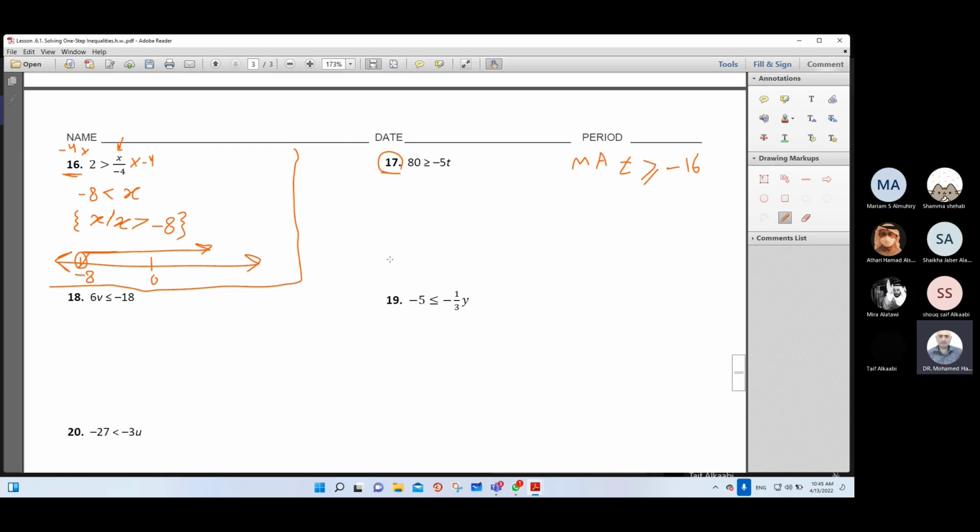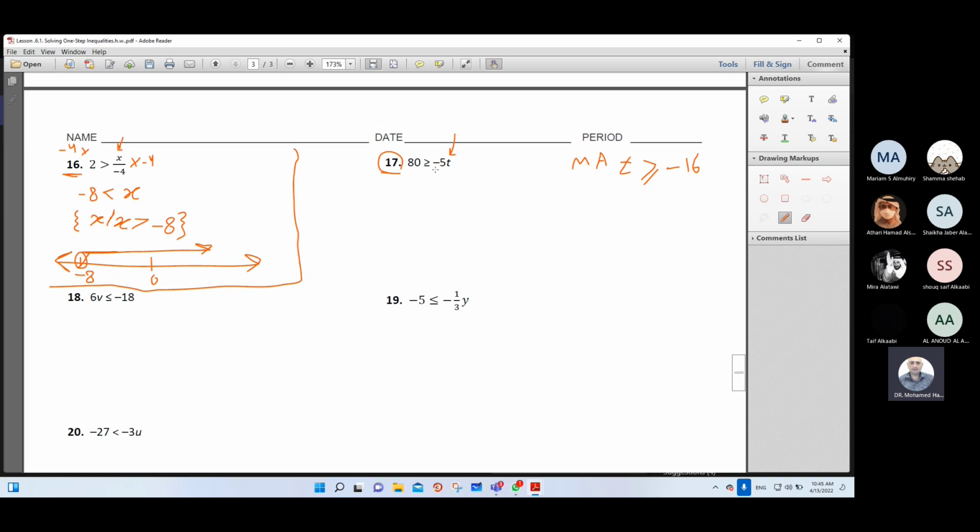Okay, check with me, please. We want to keep the variable alone in the second side. So we want to remove negative 5. How to remove negative 5? You can divide the two sides by negative 5. So negative 5t divided by negative 5 will be t. And always remember, when you divide the inequalities by a negative number, switch the sign.